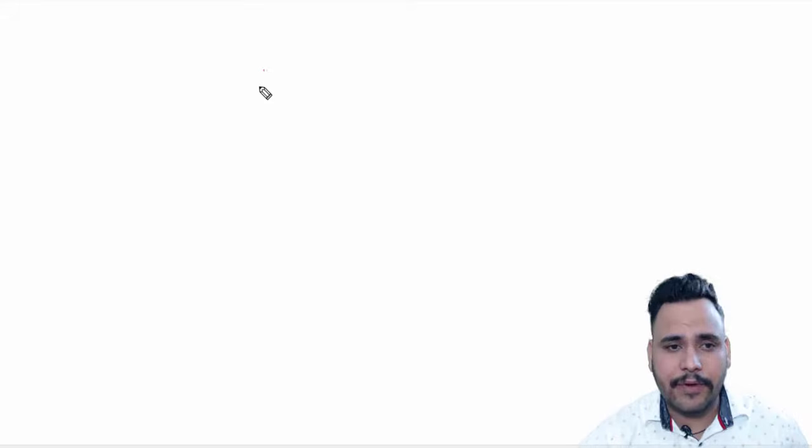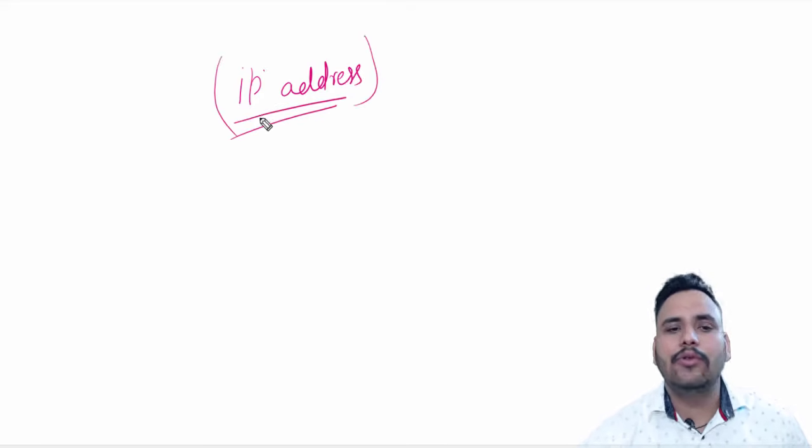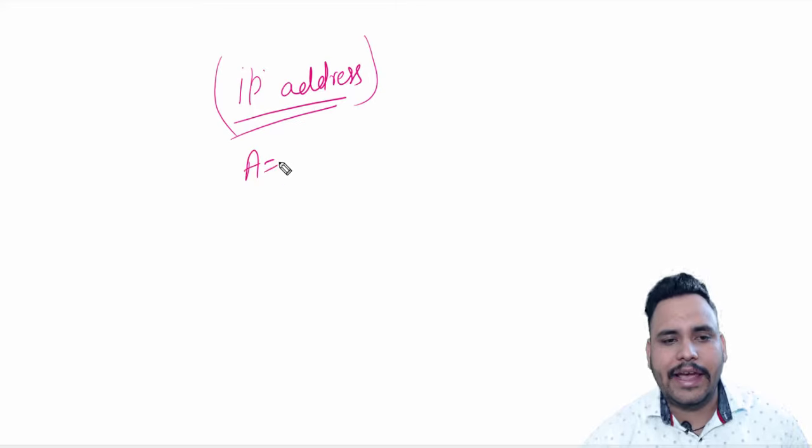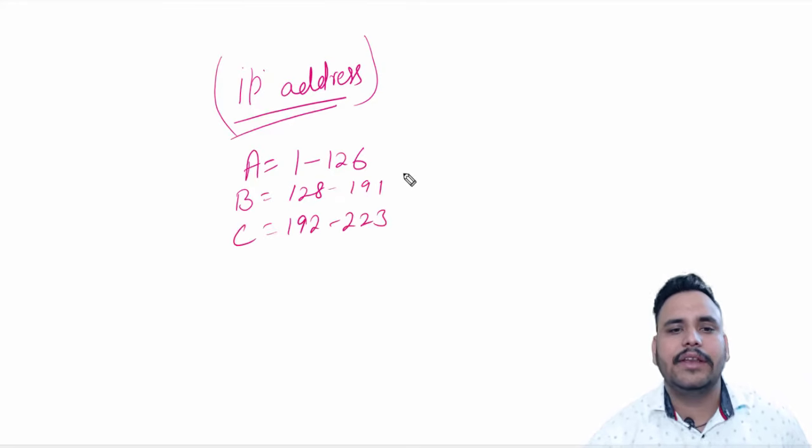Hello friends. In the last part of our video, we discussed LAN and WAN and IP addresses. We discussed what a LAN is, the same network ID, and what a WAN is, different network IDs. We also discussed that A class is 1 to 126, B class is 128 to 191, and C class is 192 to 223.